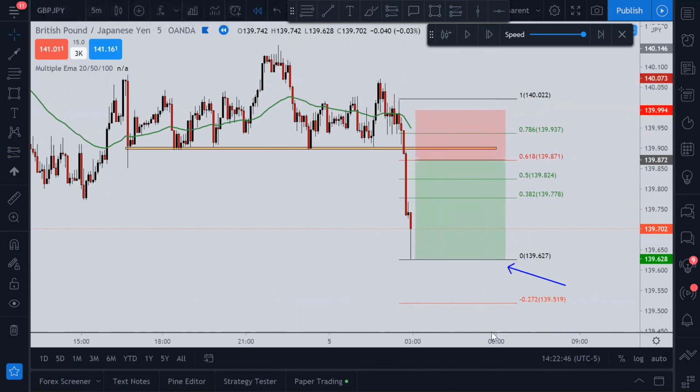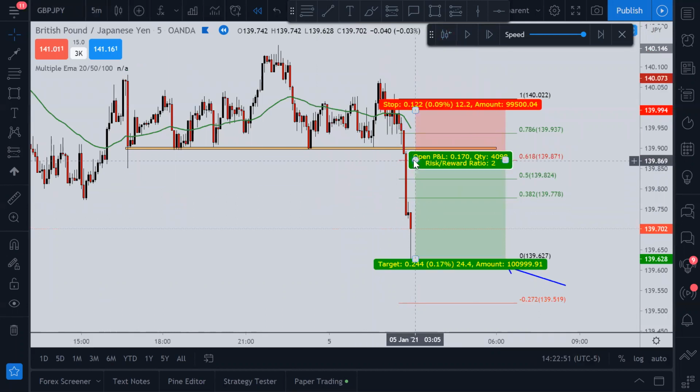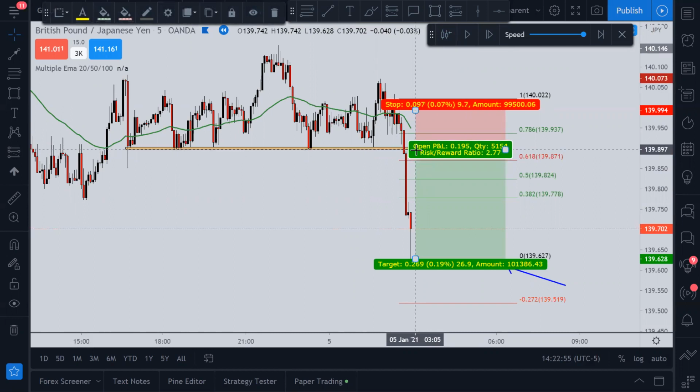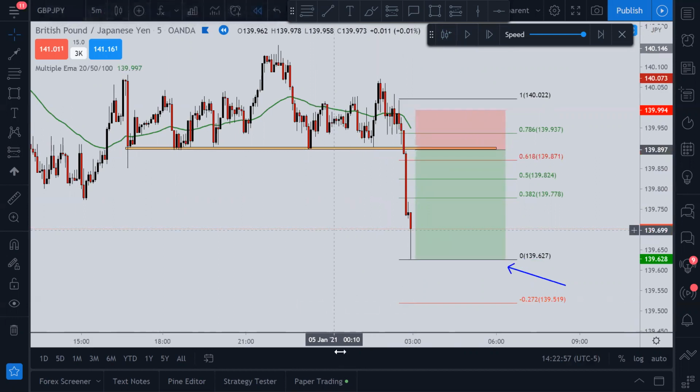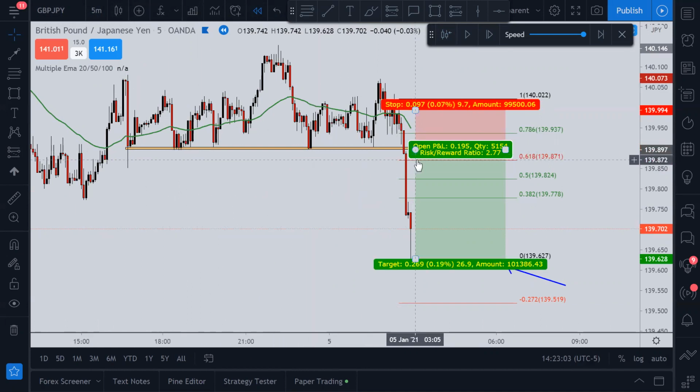Now you can move your entry here. You can do that, because there's a high likelihood that price is going to go up here. Or you can get in early in case it doesn't go all the way up there to that 618. But I like the test of structure, so I'm going to move mine up there.